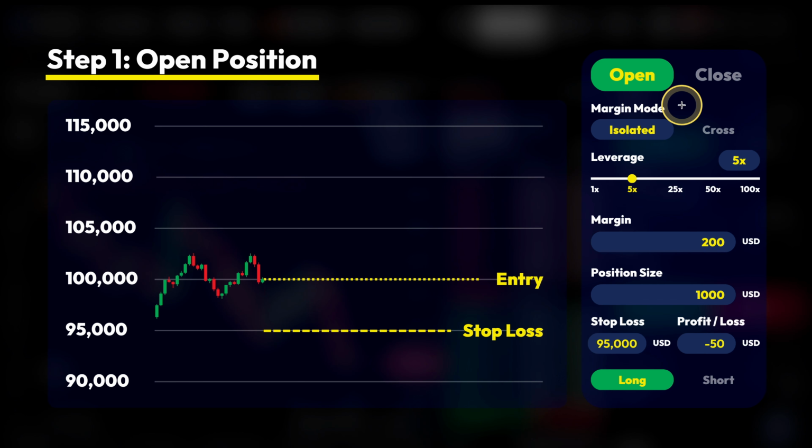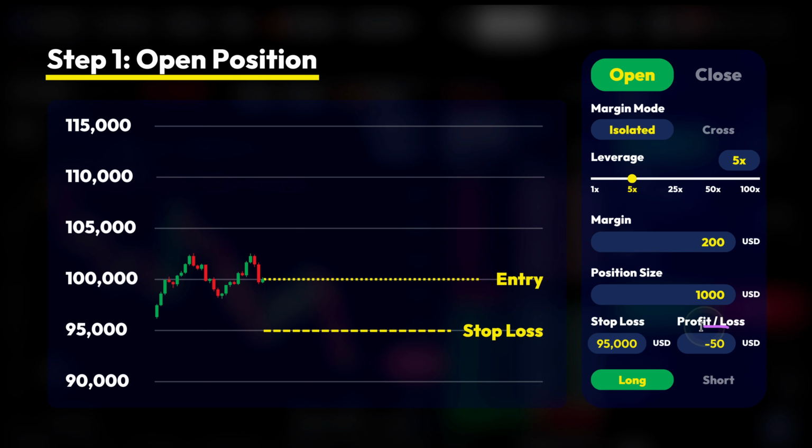Next, we need to determine our position size and stop loss, and these are typically determined by how much you want to risk in this trade. For example, let's say you want to risk a maximum of 1% per trade. With a capital of $5,000, this would mean you would risk a maximum of $50 per trade. So I've made this example calculation.